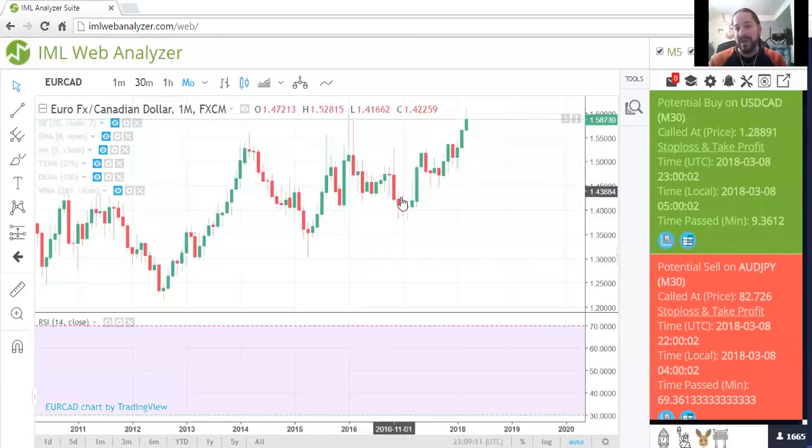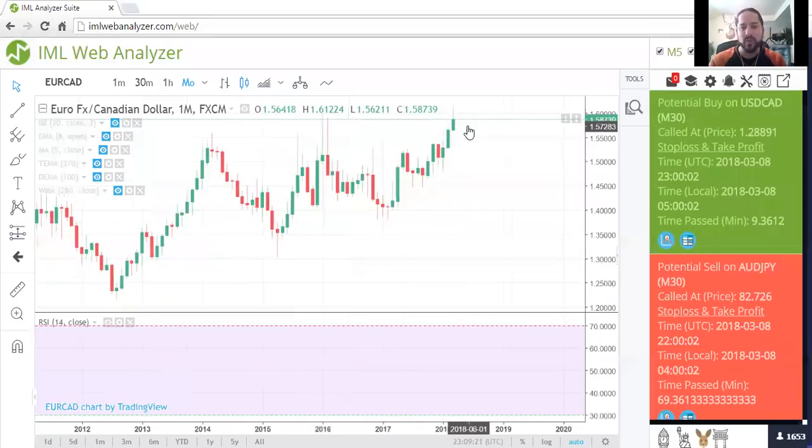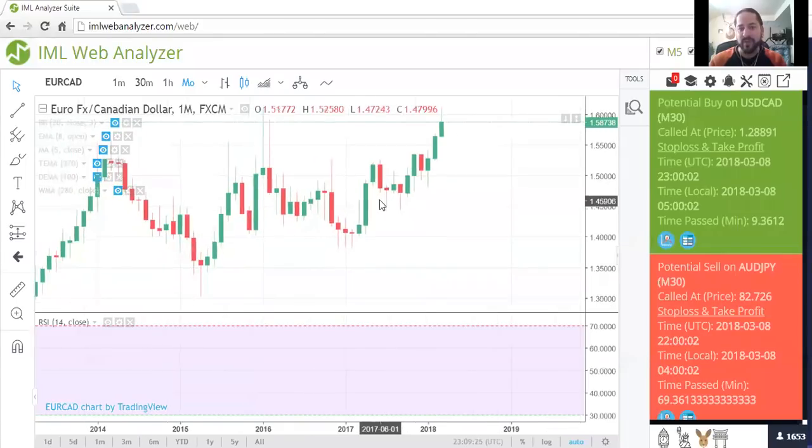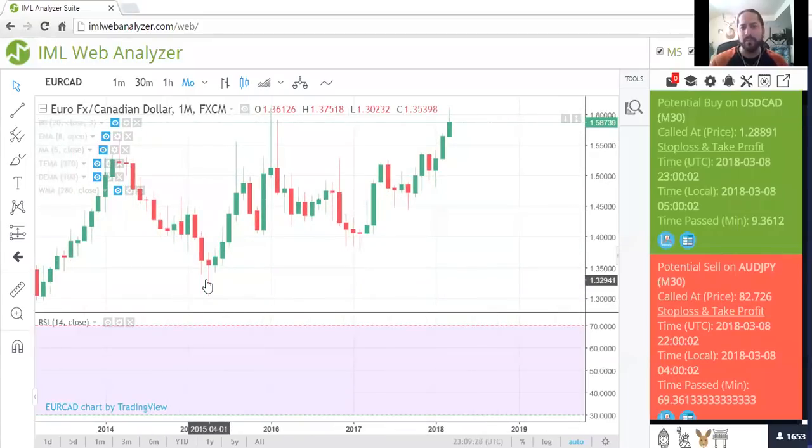And then we broke down, we still put in a higher low, and then we pushed up to the resistance level about this point right here, and then finally broke through, and we've run all the way up here. So let me zoom in over the next few months. And actually, this is over a 3-year period.